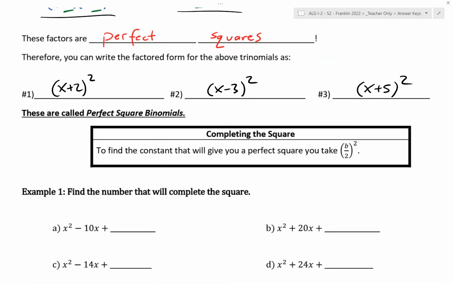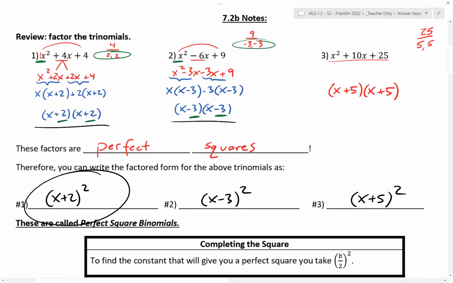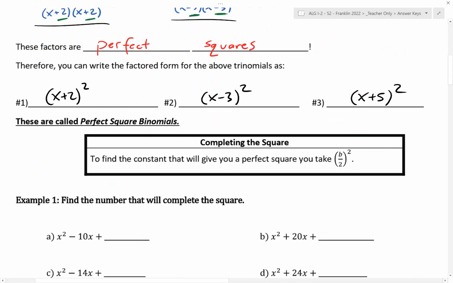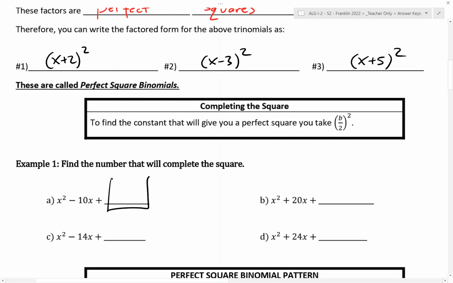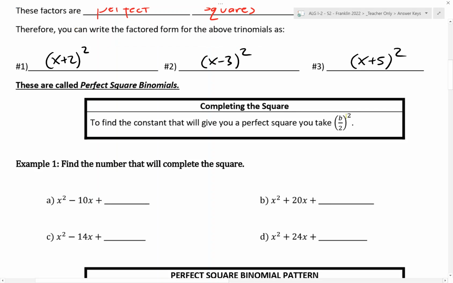So let's talk about completing the square. So we are allowed to go straight to this binomial here squared because of the perfect square pattern that shows up. And so we can figure out what number would have to go here in the constant position based on the middle number of our trinomial. So to find that constant, we take the middle number, the b value, divide it by 2, and square it. So b over 2 squared.